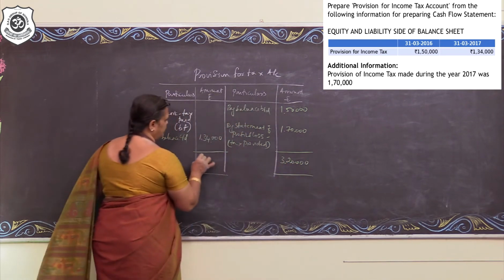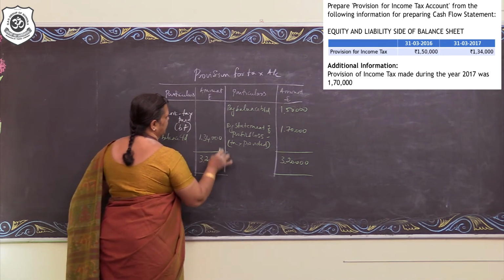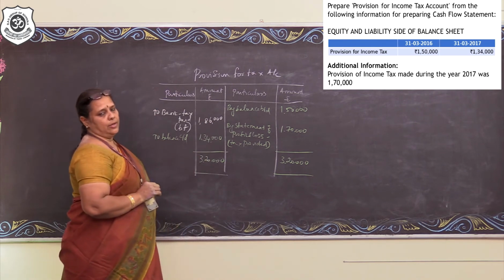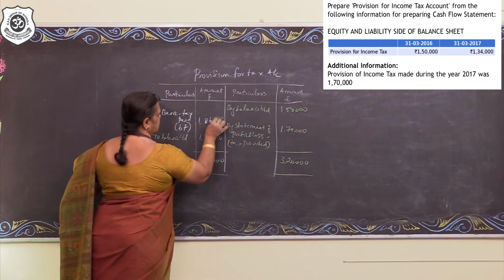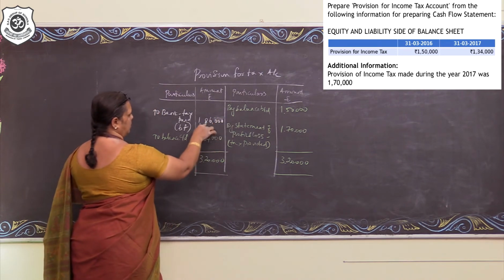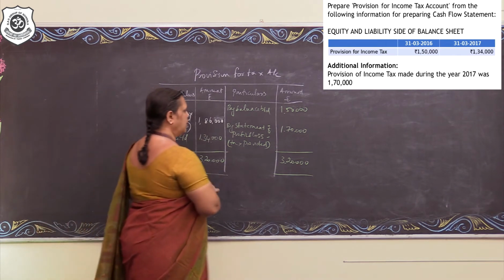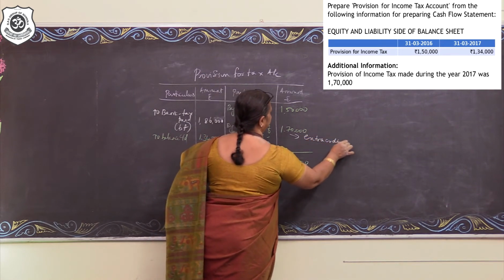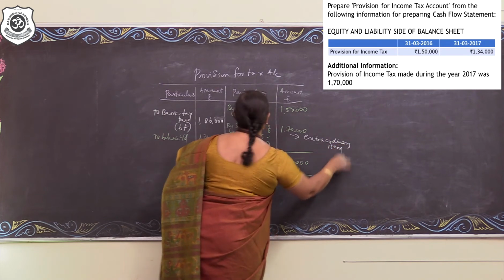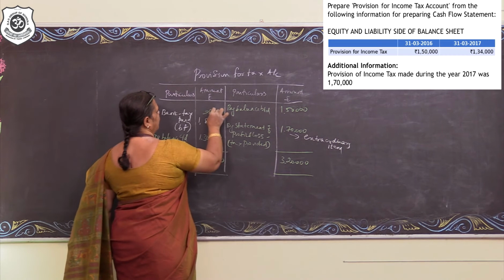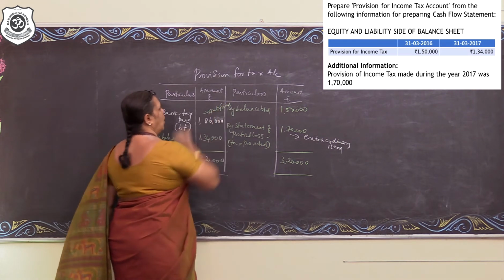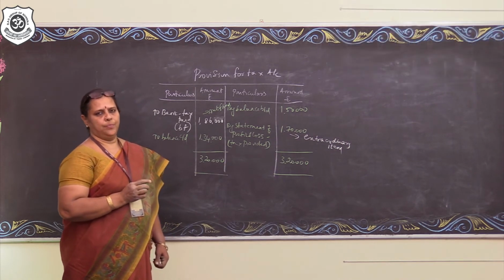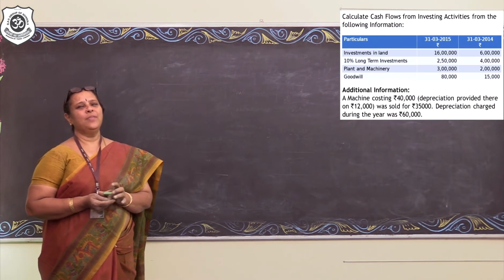3,20,000 is the total. So you will get 1,86,000 to be the tax paid during the year. So this 1,86,000 is tax paid. So what is the effect of it now? This will be treated as an extraordinary item, and this will be an outflow from operating activities. So this is also another small question that we have completed. So now we are going for one more small problem in investing activity.